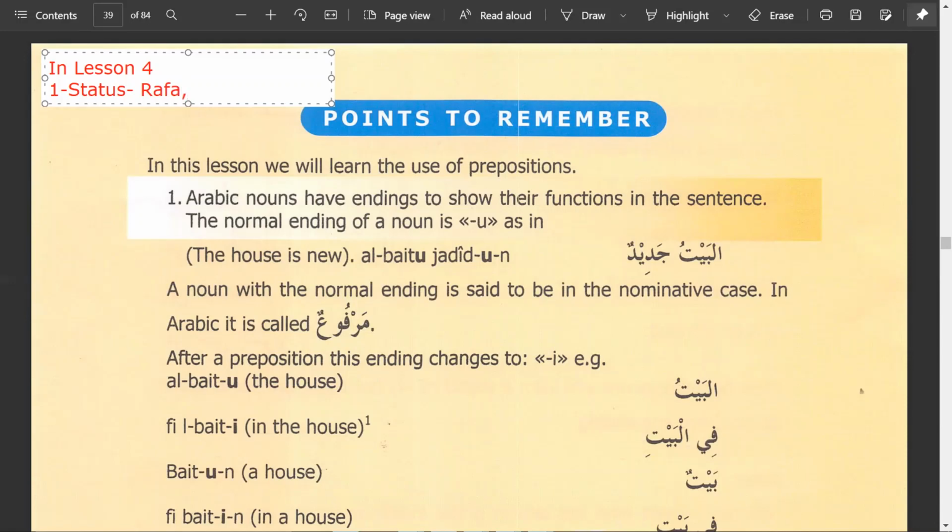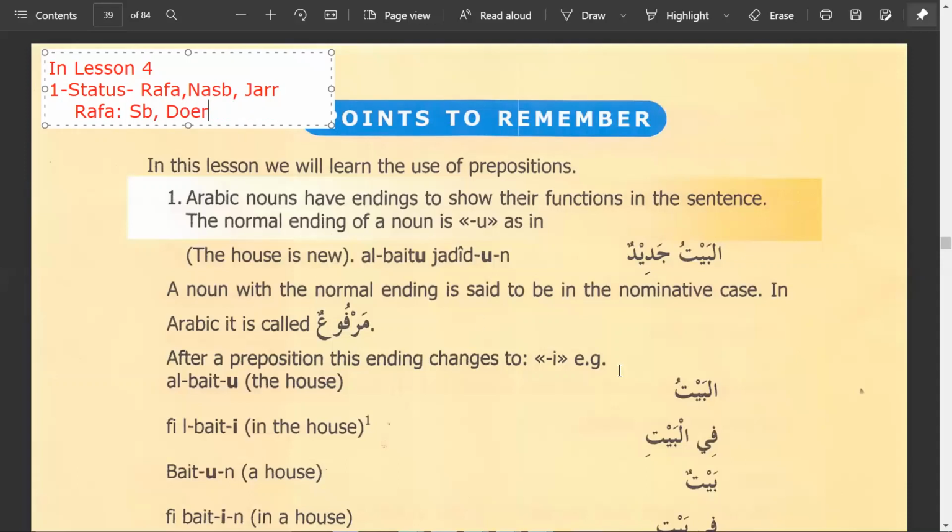And then what other status are there? Nasb and Jar. And what are the positions or the role an ism is playing when it is Rafa? An ism is Rafa when it is a subject of the sentence. In a nominal sentence, if it's a subject, then it's Rafa. And then what else? What about the doer? If there is an action in the sentence, then the doer is in Rafa status, right?